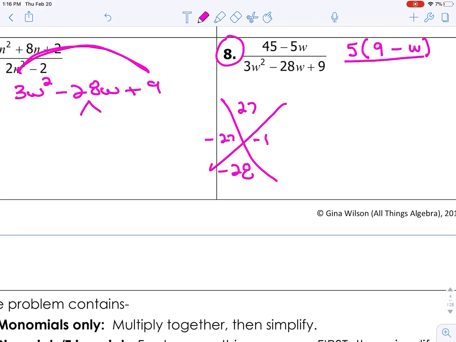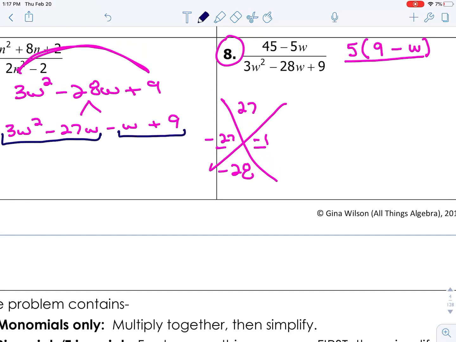So what you do is, you can't just write x minus 27, x minus 1. That's what you do when a is equal to 1. When a is not equal to 1, you split the b term into those two numbers. So it would be rewritten like this, which is the exact same expression, except I split negative 28w into these two items here.